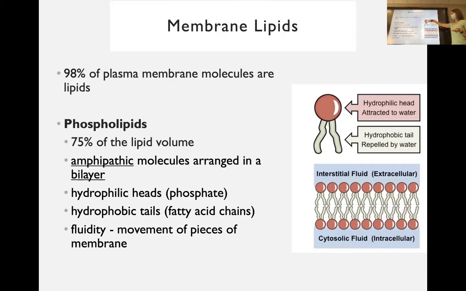Having those two sides, a hydrophilic and a hydrophobic side, makes them what we call amphipathic. So amphi, like an amphibian, lives in water and on land. These also kind of have two sides where they have the hydrophilic and the hydrophobic. That's where the amphi comes from. Amphipathic molecules. And they're arranged in a bilayer.